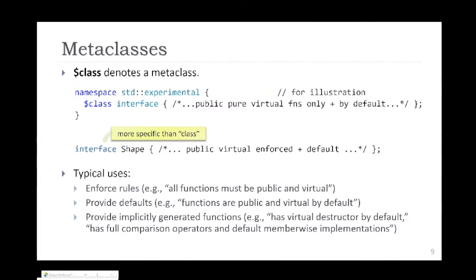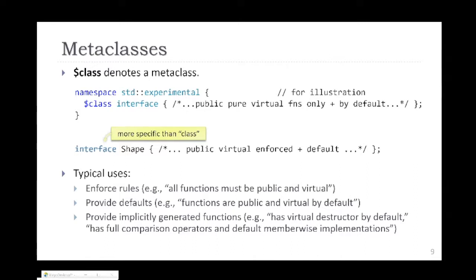And then once you have this name, then to use it, and again, this syntax is malleable, use it in the place of the generic class or struct when you define a type. So you could say, for instance, std experimental interface shape, and then write all your normal members like you normally would, but your functions would be public by default and pure virtual by default and be enforced that you didn't write something else. That's the idea.